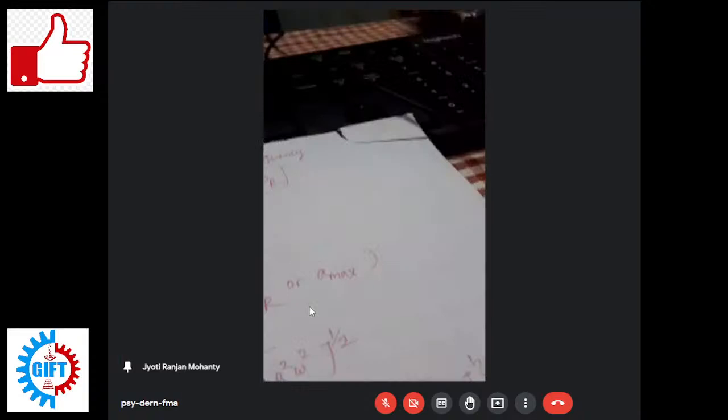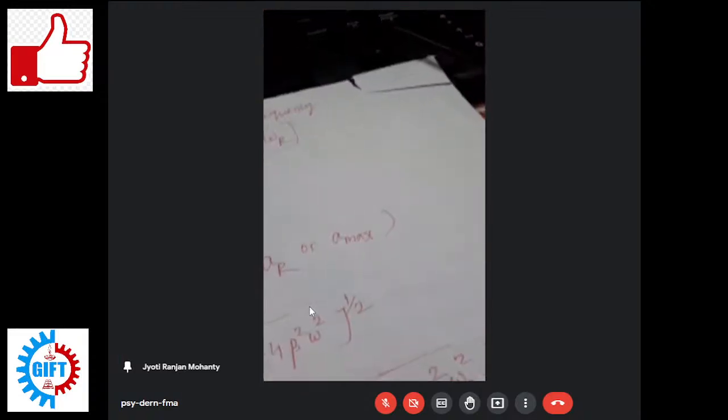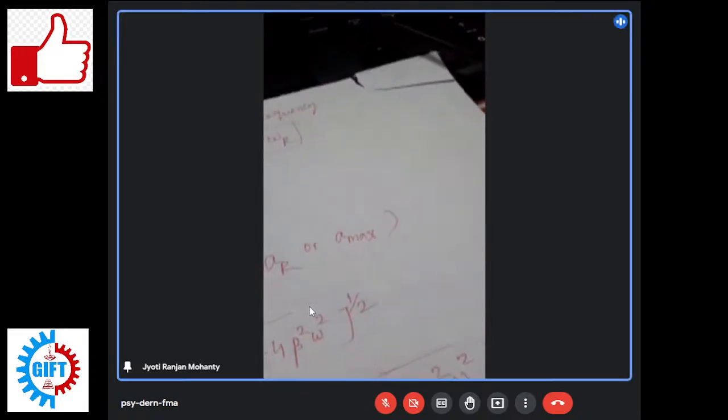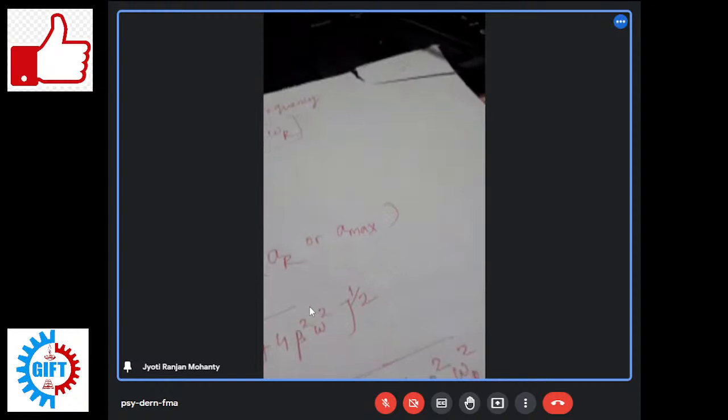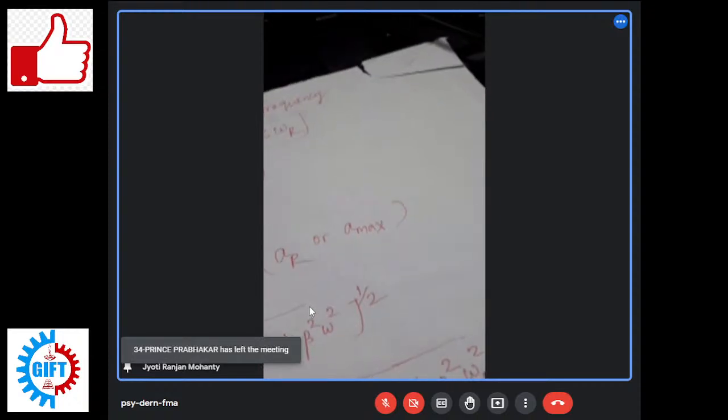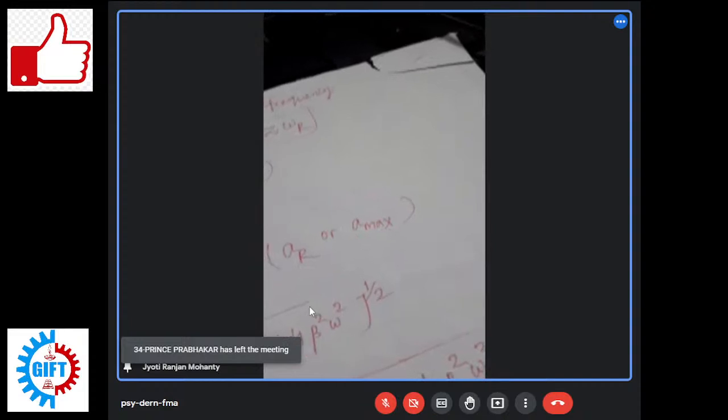Resonance amplitude. So we started from resonance. I told you about SHO, DHO, forced oscillation, then resonance. So what is resonance?